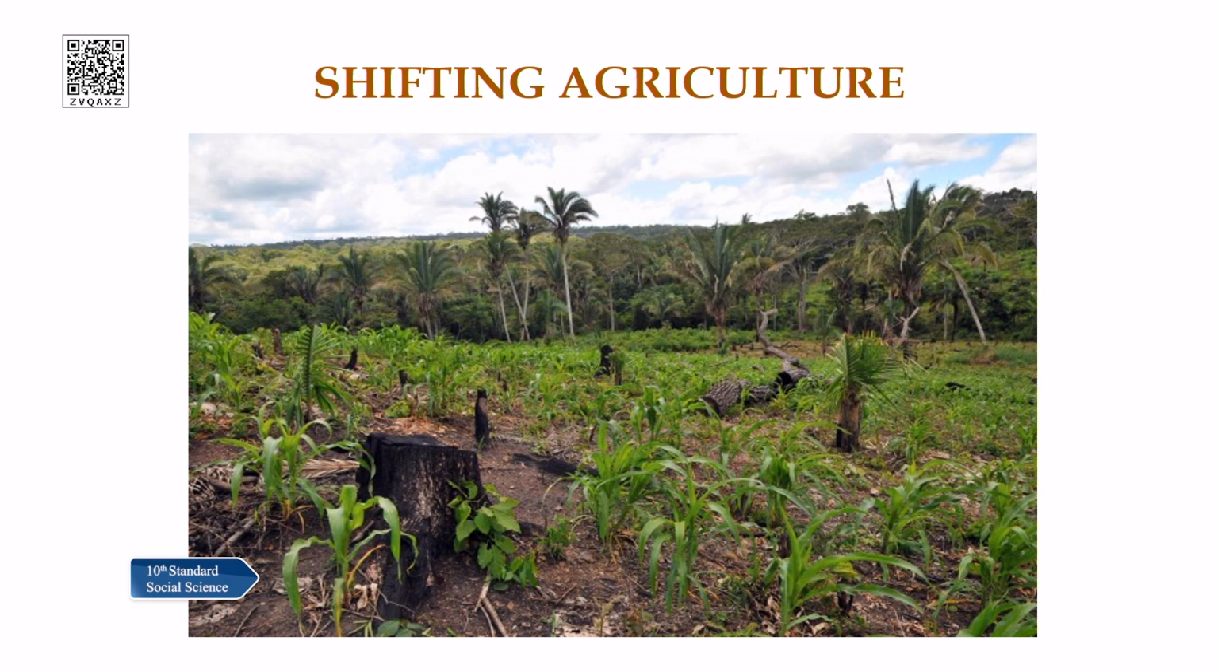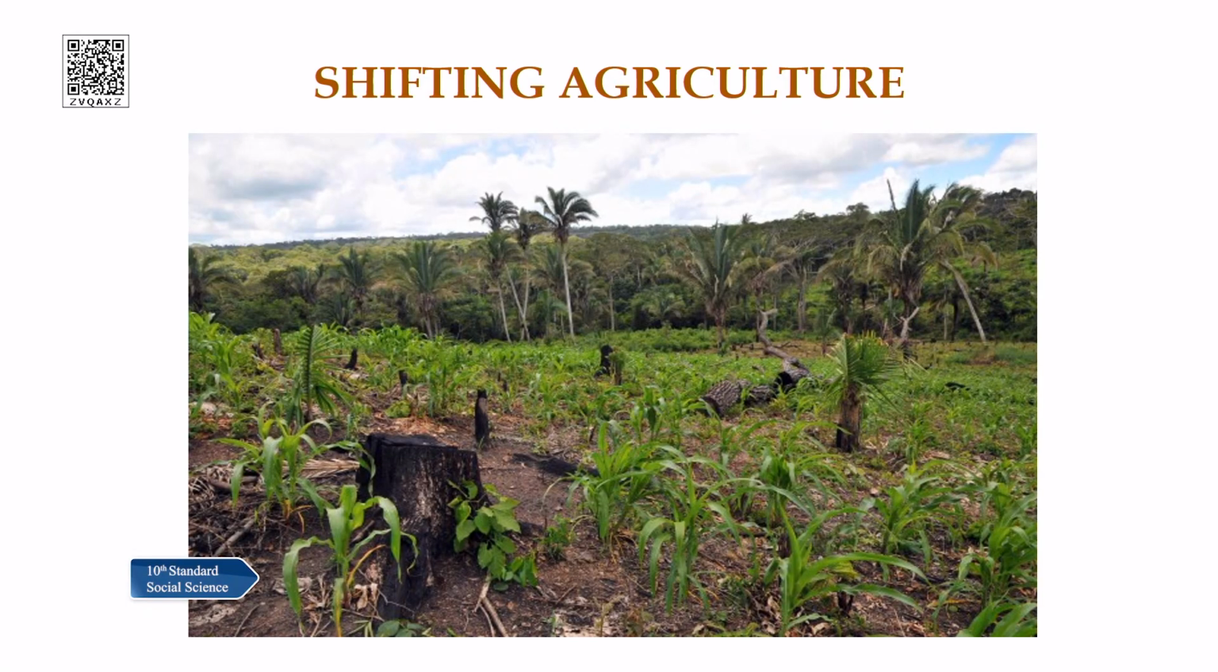Next, we have shifting agriculture. As you can see in the forest, it is practiced by tribal people, and they clear a piece of land either by felling or burning bushes and branches, and then they do agriculture for 2 or 3 years. Then they abandon the land because the land loses its fertility. Again they go to another place and repeat the process. That is called shifting agriculture.